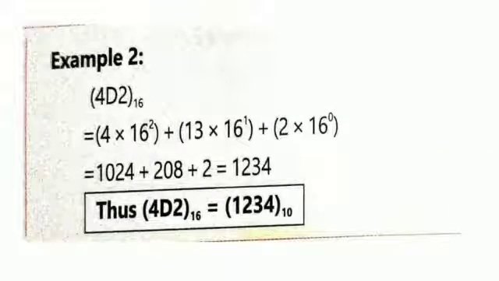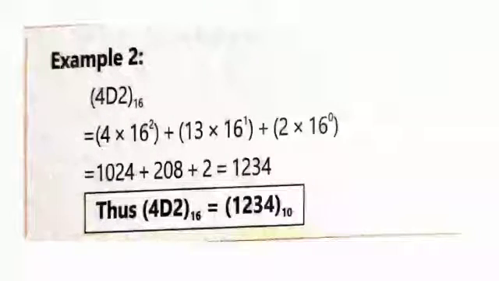One more example is given, 4D2. What is the value of D here? 13. A equals 10, B equals 11, C equals 12 and D equals 13. So the digits are 4, 13 and 2. Here 2's exponential form is 0, D's exponential form is 1 and 4's exponential form is 2. 4 into base number hexadecimal 16, 16 raised to 2, plus 13 into 16 raised to 1.